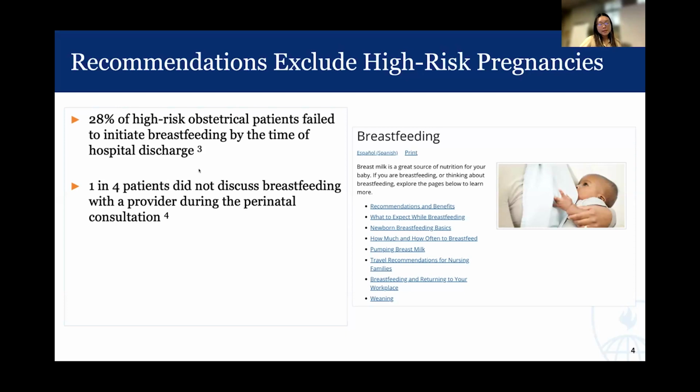So to me, it became evident that the breastfeeding experiences, including promotion, support, and initiation, for individuals with high-risk pregnancies were different from the general population, suggesting that the availability and accessibility of breastfeeding guidelines could be a barrier to deciding whether they were going to breastfeed.